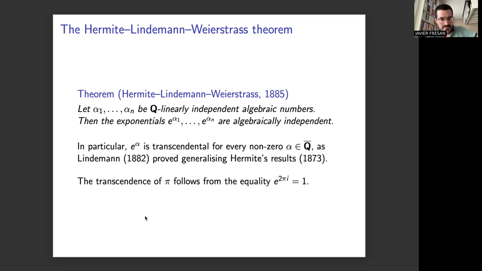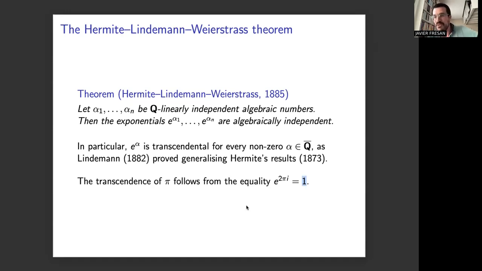The remark is that this is about values of the exponential function, but you also get the transcendence of pi from this, because exponential of 2 pi i is equal to 1, and if pi were algebraic, then 2 pi i would also be algebraic, and 1 is not a transcendental number. So this theorem gives at the same time the transcendence of e and pi, and we can say that it completely solves the question of understanding the properties of the exponentials of algebraic numbers.